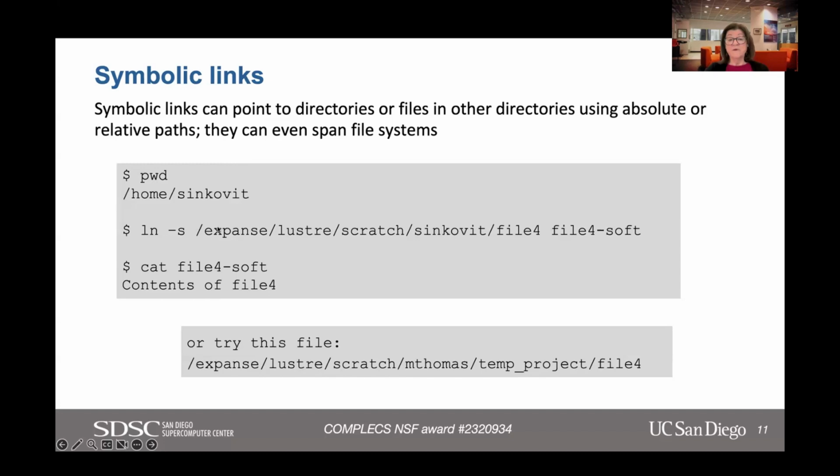So on Expanse, we have the Lustre Scratch system. When you're running a parallel job, you're probably using this already. And we have an example of a file 4, and we make a soft link to file 4, which lives in this other file system. And yet when we cat out the contents, we can see the contents of file 4. Also, you can try a different one with an example that I put in for this talk.